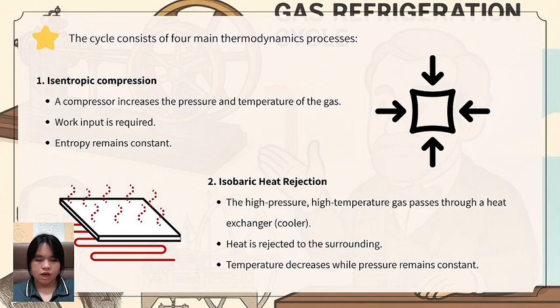Second is the isobaric heat rejection. What is isobaric? It means that the pressure of the first state of the gas is equal to the pressure of the final state of the gas, meaning delta P is equal to 0. In this process, the high pressure, high temperature gas passes to a heat exchanger. Heat is rejected to the surroundings, and the temperature decreases while pressure remains constant.